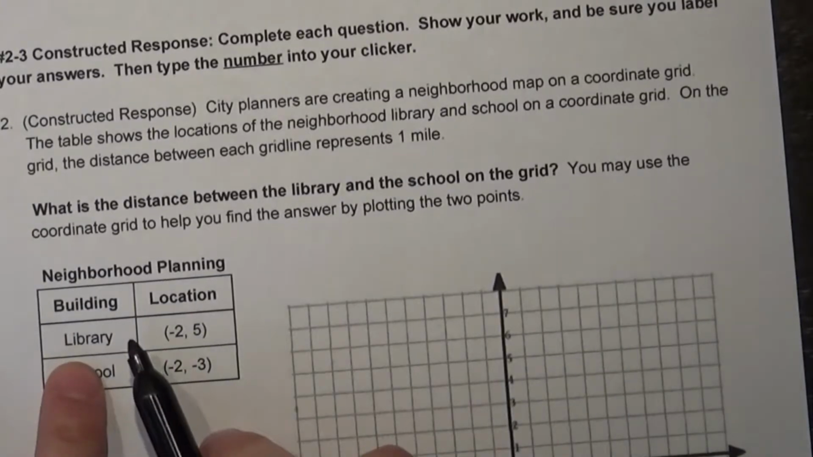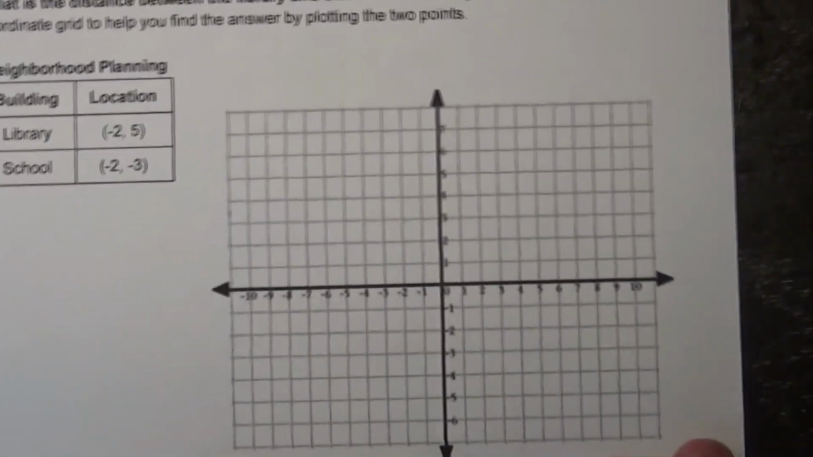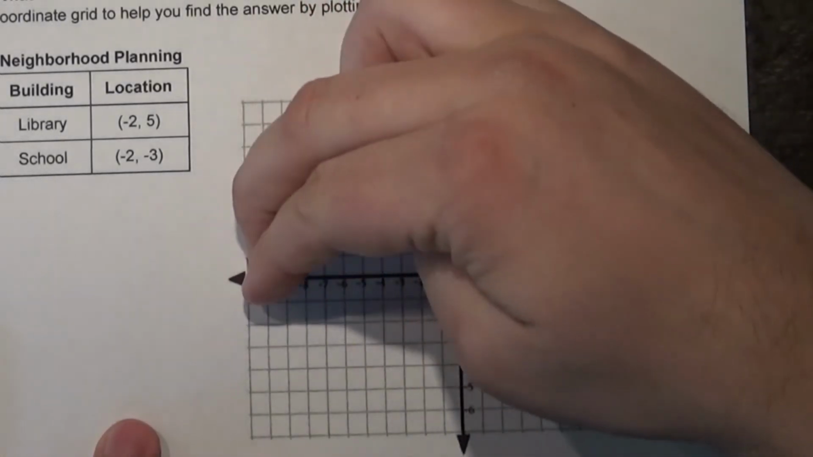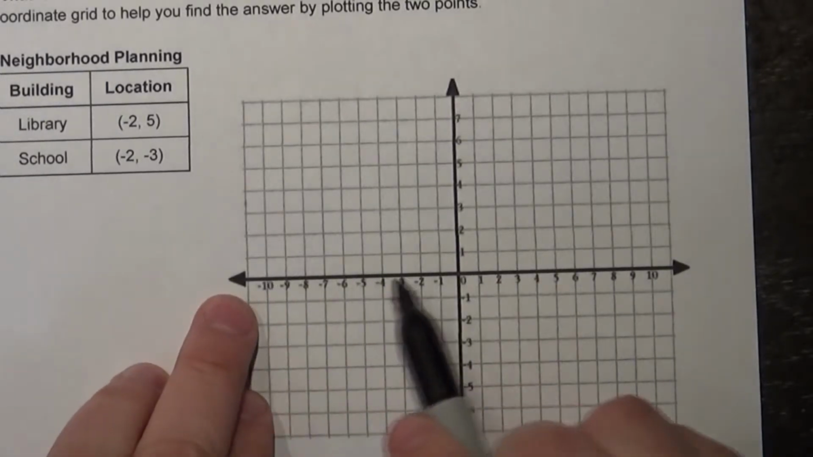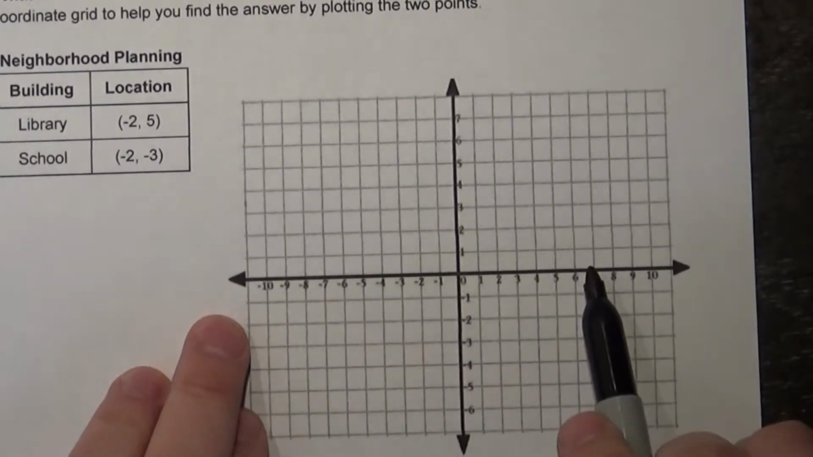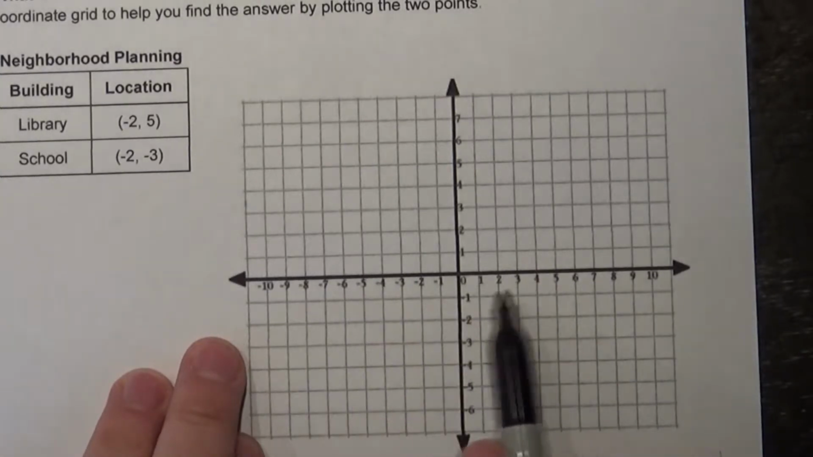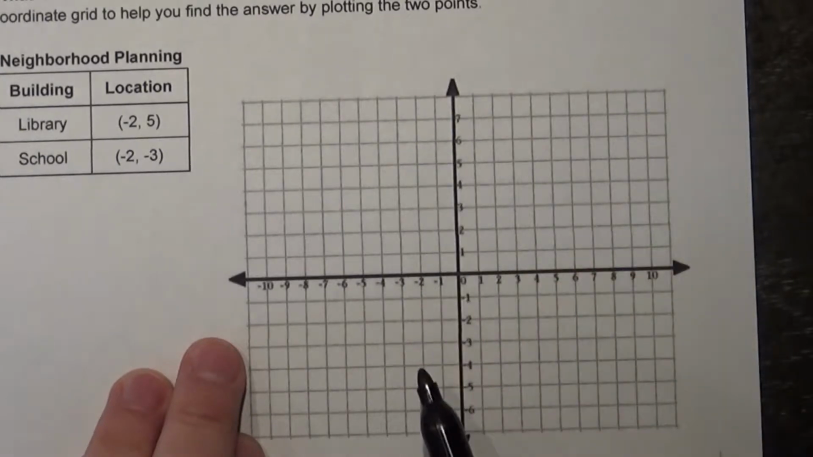So I'm going to look here. I see the library is at (-2, 5). The school is at (-2, -3). And I always want to think about an elevator. Why an elevator, you may ask? Well, when I get on an elevator, I first walk into the elevator, then I can go up or down. And the same is true here. We're going to use our x-axis to go across. So we're going to go over either to the right or left, depending on if it's positive or negative. Think of that like a number line. And then we can go up or down, depending on if it's positive or negative.